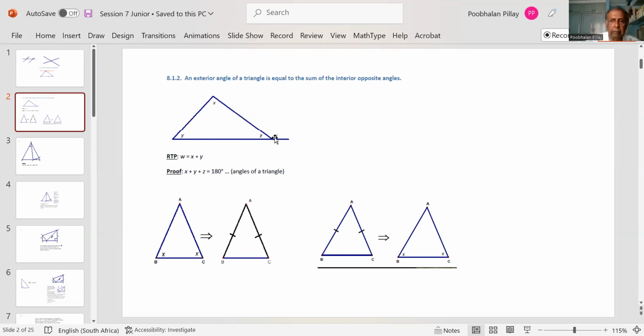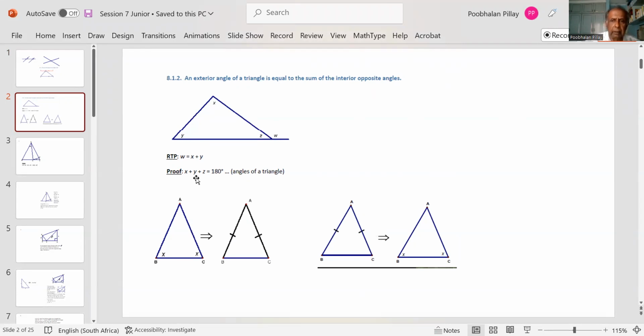So the exterior angle is equal to the sum, you're adding, of the interior opposite angles. Right? That's what you say here. These are called the interior angles, but they're opposite. They're not next to W. Okay, why is it true that W is equal to x plus y?